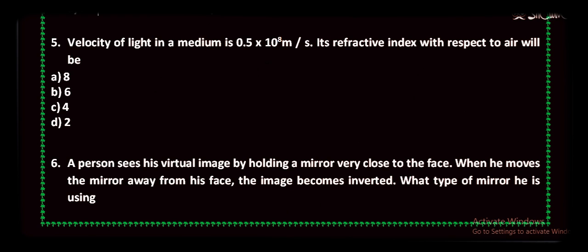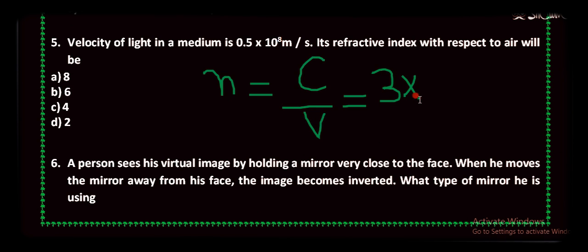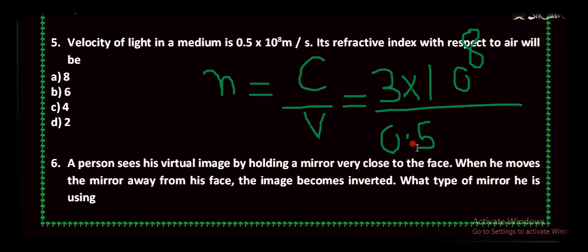Velocity of light in a medium is 0.5 into 10 raised to the power 8 meter per second. So this was the numerical, and refractive index is equal to C by V, speed of light divided by speed of light in the medium. The speed of light, as you know very well, is 3 into 10 raised to the power 8, divided by 0.5 into 10 raised to the power 8. After this calculation you can easily calculate the refractive index, and that will come out to be 6.